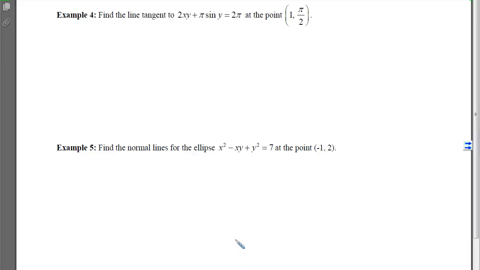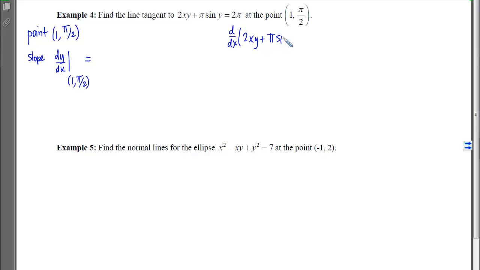Let's look at example 4, which requires us to find a tangent line at a particular point. Remember that a tangent line of any kind requires a point and a slope. Well, we've got the point already. It's 1 comma pi over 2. And the slope comes from dy dx evaluated at the point. So before we can find that dy dx evaluated at the point, we have to figure out what dy dx is. So this is why it's in this section. In order to find dy dx, I need to apply that operator to both sides of this equation.